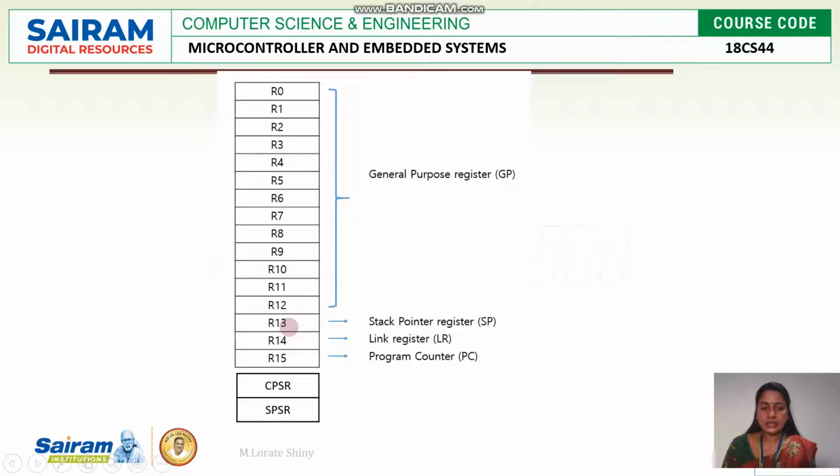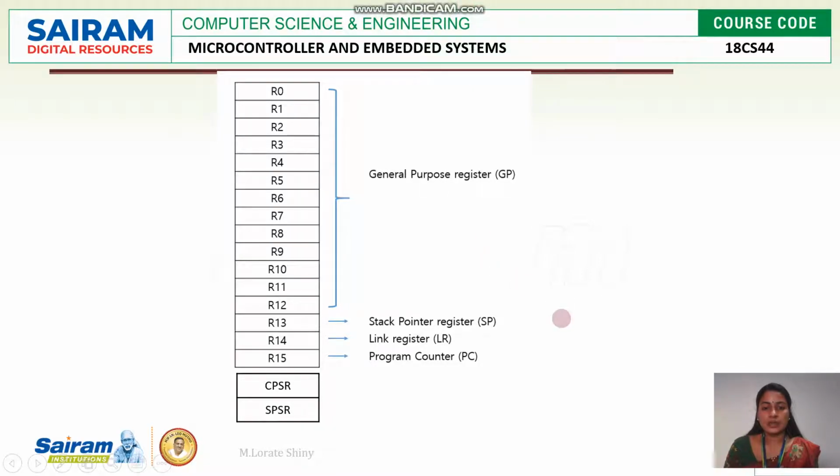R13 is called the stack pointer register, which is used to store the starting location of the stack segment. So this will have the starting address of the stack segment. Next is the link register. The link register is used to store the return address when the processor calls a subroutine. Then the program counter. The program counter is used to store the address of the next instruction to be executed.